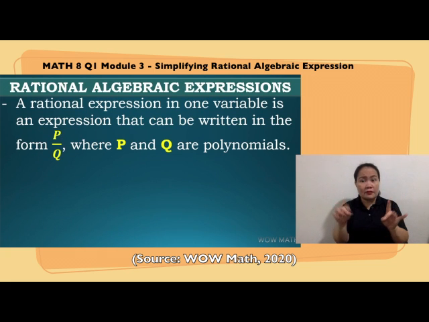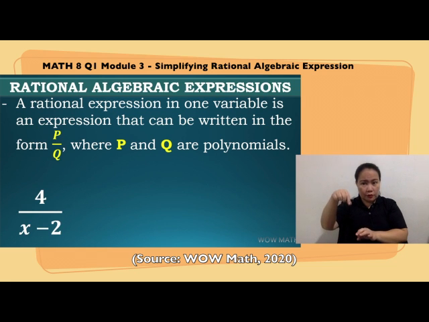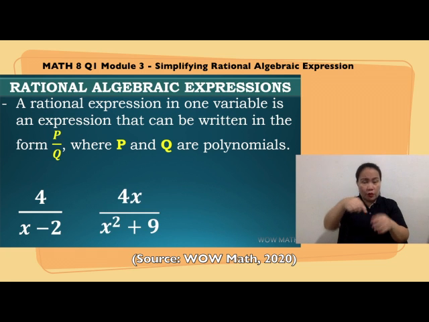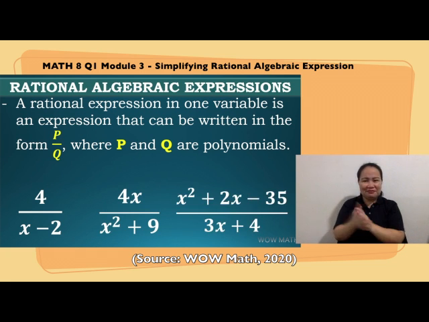So it is a rational expression in one variable. It is an expression that can be written in the form P over Q where P and Q are polynomials. Now, these are the examples. So I have 4 over x minus 2, 4x over x squared plus 9, x squared plus 2x minus 35 all over 3x plus 4.